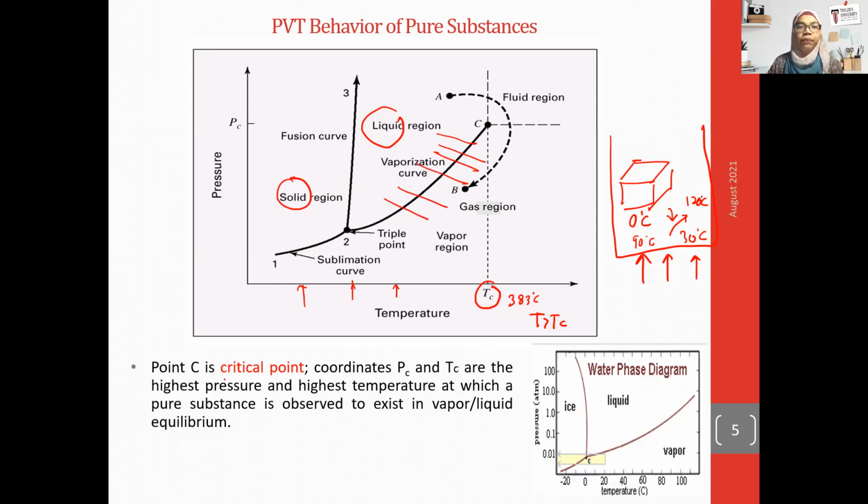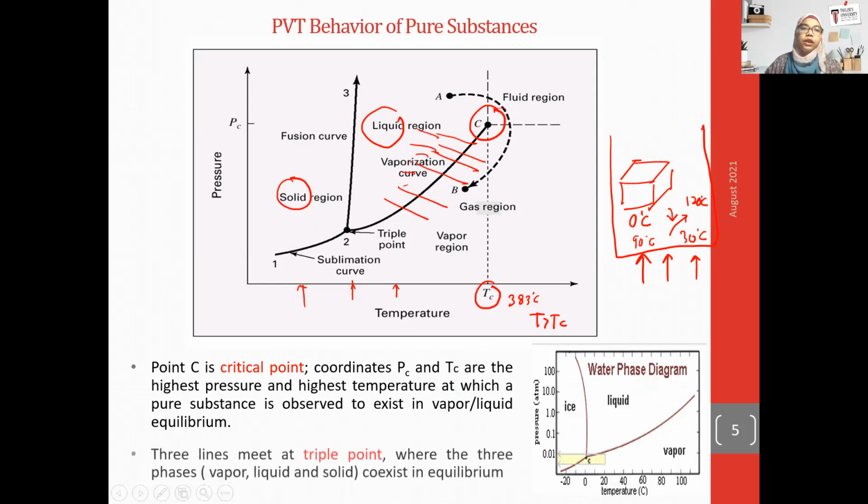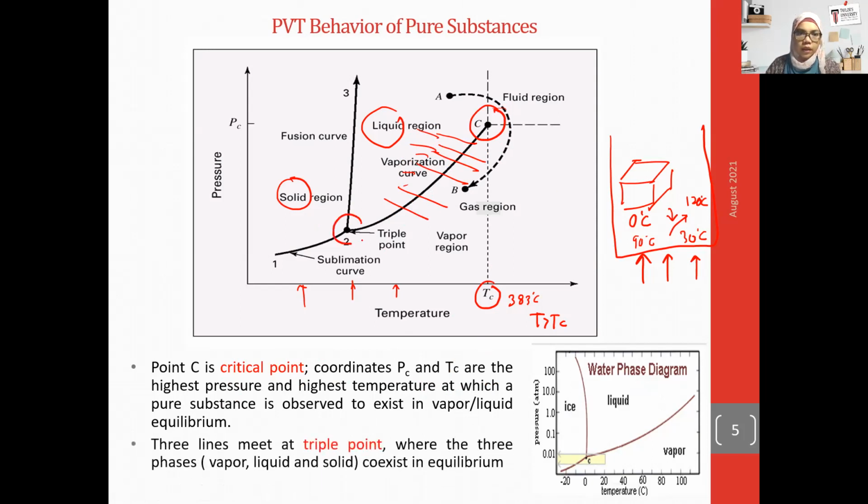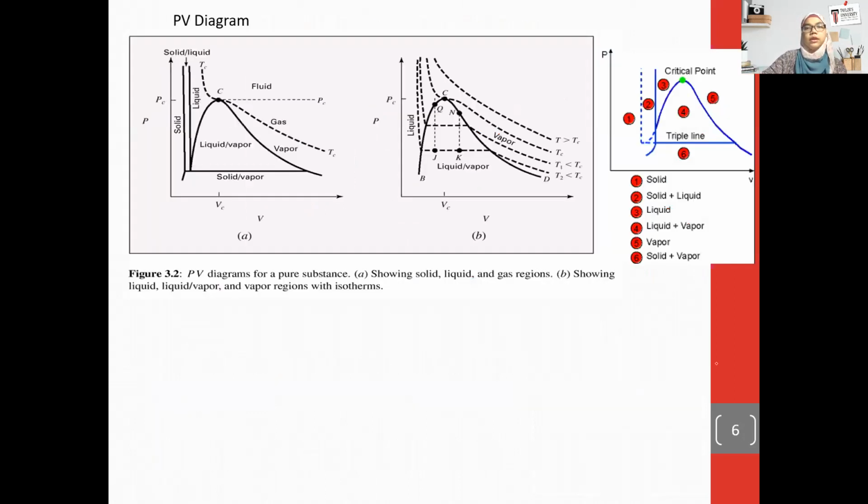So we have this vapor-liquid region. But if it goes beyond this point, that means it cannot be turned back to this region. The three lines here meet at the triple point, where three phases, vapor, liquid, and solid, coexist in equilibrium. These are the examples that I already mentioned about the water phase diagram. We have the triple point here, and for this, we have the critical point.